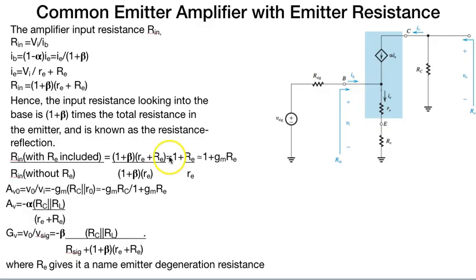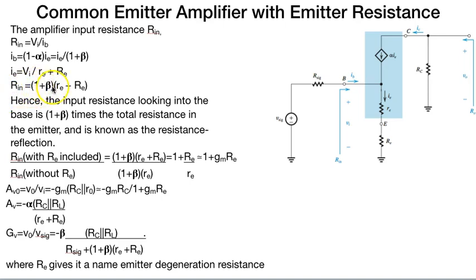Now, earlier I told you that R pi could be equal to 1 plus beta times RE. This is the scenario where it actually happens. The amplifier input resistance Rin is given.